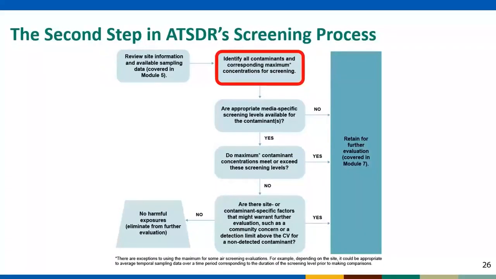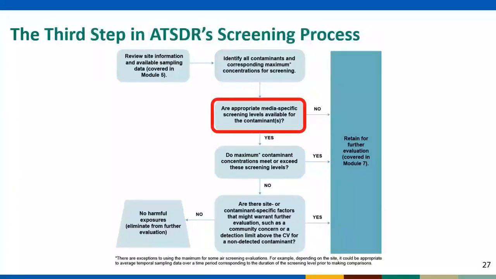However, for some air screening evaluations, you may need to use something other than the maximum that fits your site-specific conditions and contaminants. For instance, it might be appropriate to average your air data over a specific period, to use peak levels, or to use some other statistical variation. In these cases, you should contact a subject matter expert or an ADS for more information to make sure that you're following the process correctly.